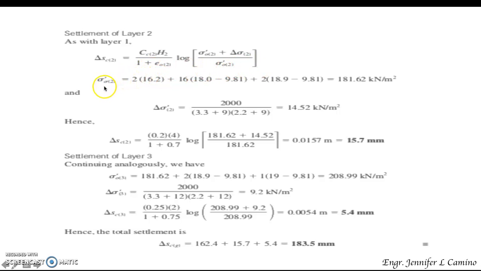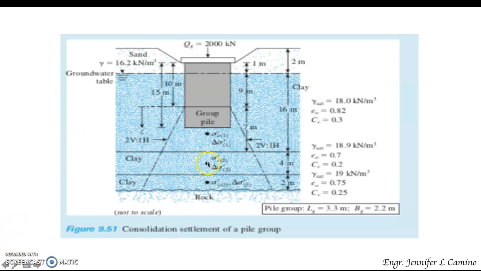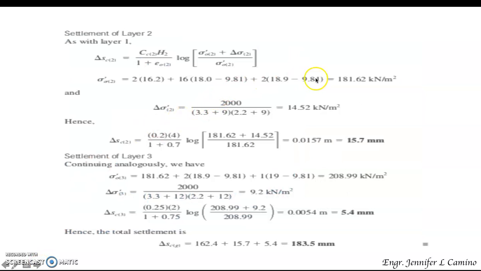So similarly, we're going to compute the vertical stress at layer 2. This is layer 2. So the vertical stress would be half of this, which is 2 times the unit weight, which is 18.9 minus 9.81, since this is saturated, then plus this height, which is 16 times 18 minus 9.81, then plus 2 times 16.2. So our vertical stress here will be equivalent to 181.62 kilonewton per meter squared.